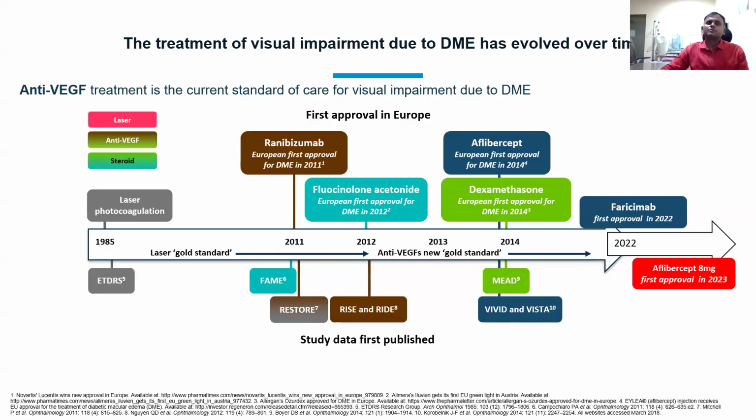The treatment of visual impairment due to DME has evolved over time, from laser photocoagulation started in 1985 to the first approved anti-VEGF, ranibizumab, in 2011. Aflibercept was first approved in 2014, with the latest one, faricimab, in 2022, and now we are awaiting the launch of aflibercept 8 mg.